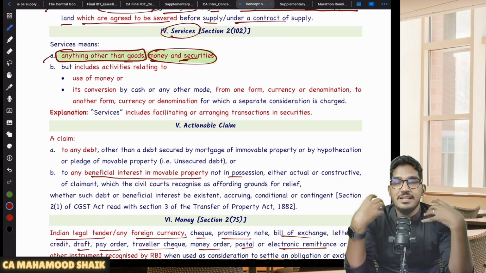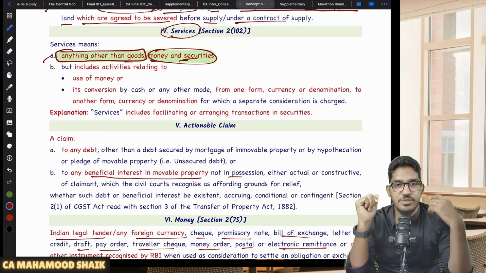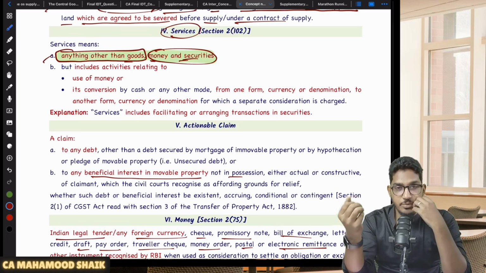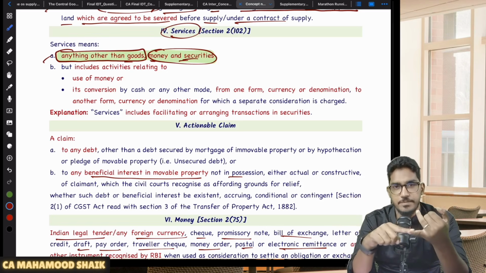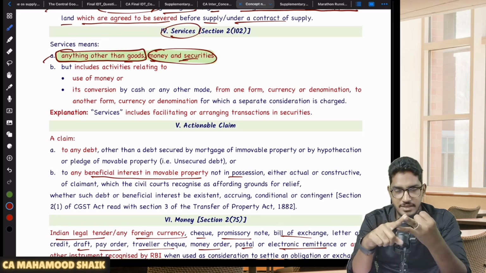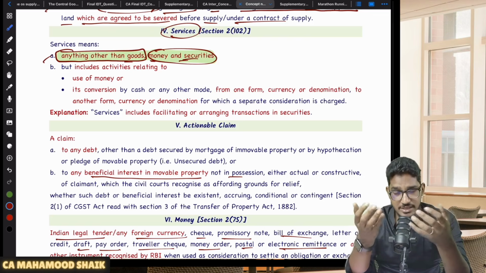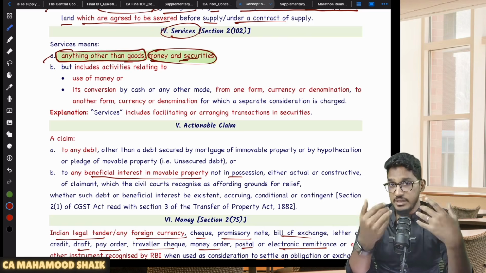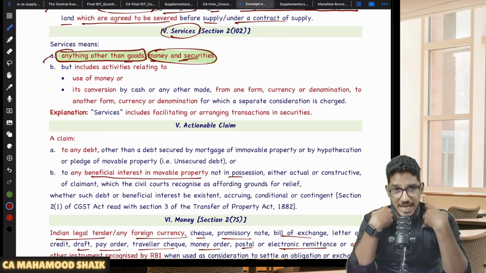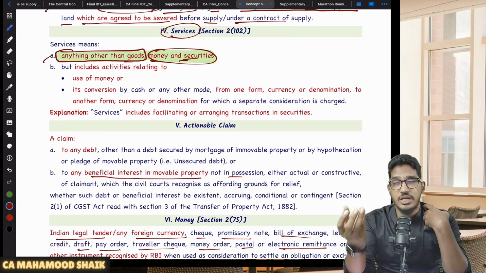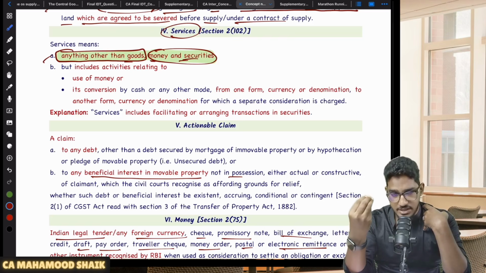Let us say, for example, I am teaching you this class. Let us say I am taking some money from you and I am teaching the class. Is it movable property? No. Anyhow, it is not money and securities also. Is it an actionable claim? No. Is it something attached to the earth which is agreed to be severed? No. So the activity which I am doing for you, the teaching, for which I am receiving consideration from you, is not falling under the goods definition.